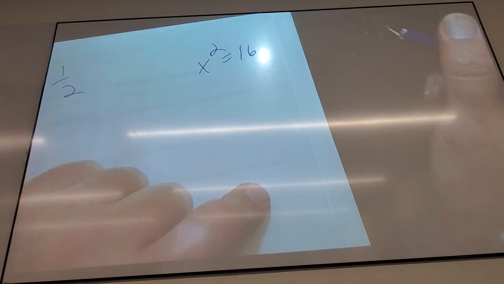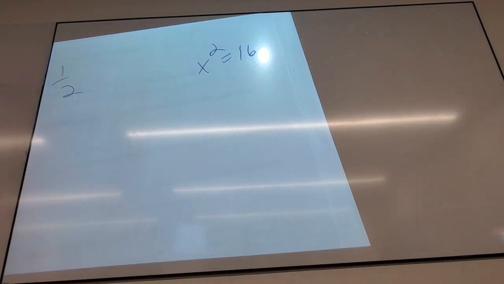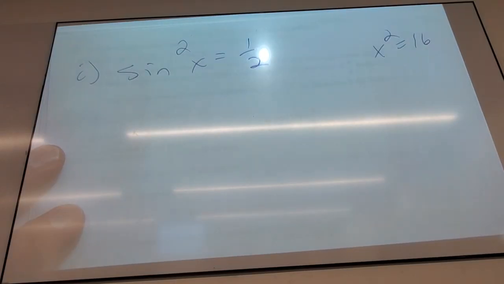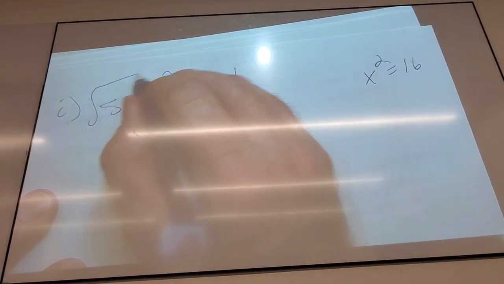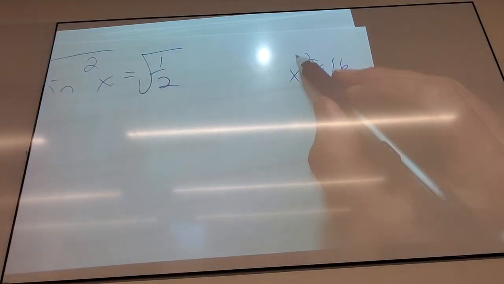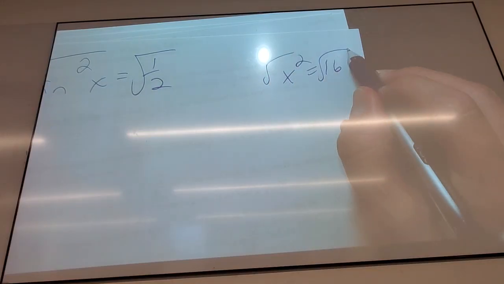Take the square root of 16. Why? Because it would isolate, it would kill the exponent. Now, if I take a square root, what do I have to do? Plus or minus. Yes.